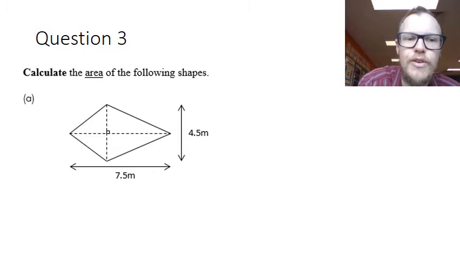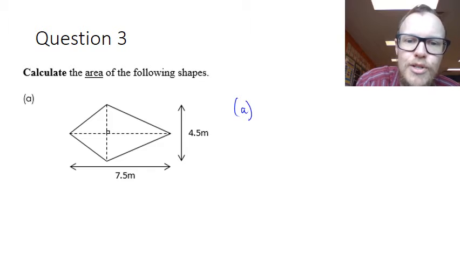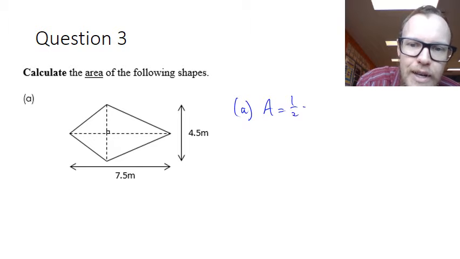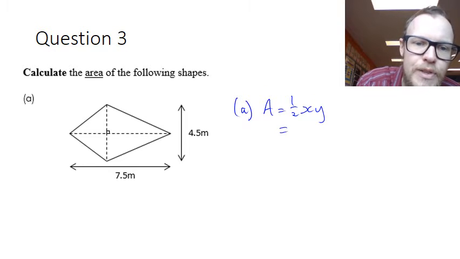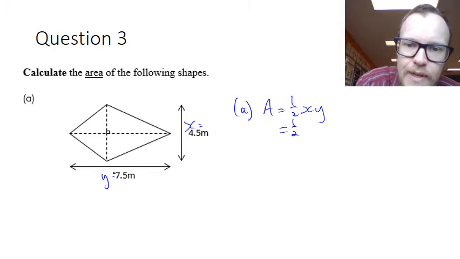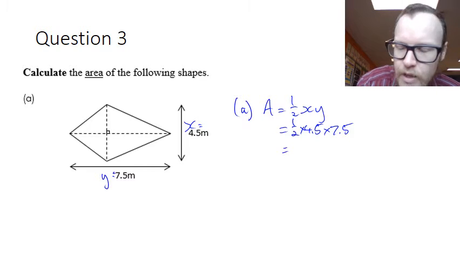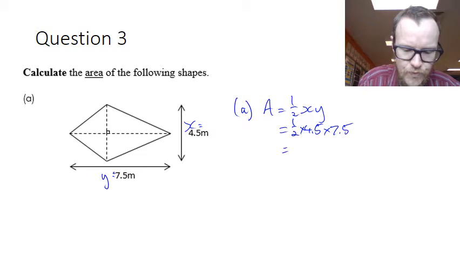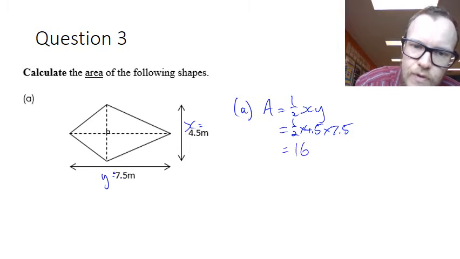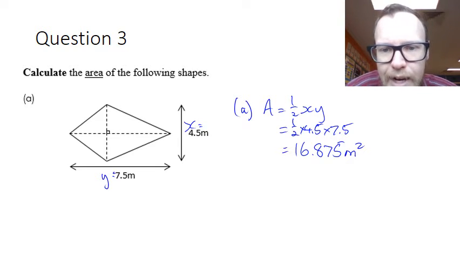Question three, we're asked to calculate the area of these shapes. So we write down the formula. We've got a kite here. So the area is going to be a half xy, with this being x and this being y. So we substitute in then, half times 4.5 times 7.5. And we get that that is equal to 16.875 square meters. We've got our units there.